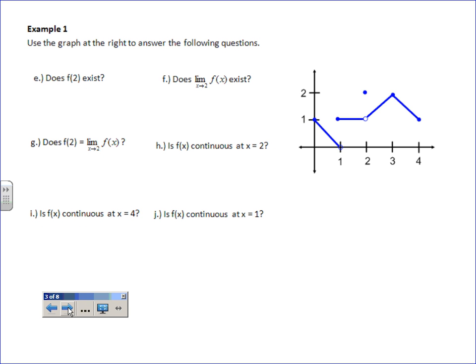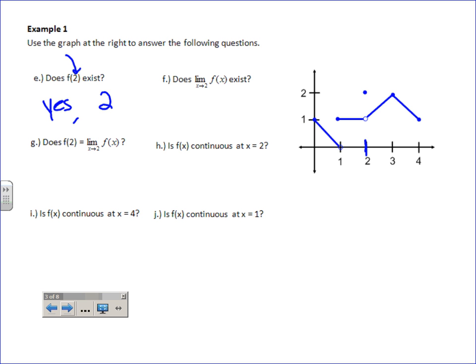F of 2, does it exist? Let's go find out. So I'm putting 2 in for what? For x or for y? For x, right? So it's 2 comma something is what I'm looking for. And in this case, if I go here, does it exist? Yes, it does. What is it? Very good. I want to see who said 1, but nobody did. You're actually looking for the dot. Do you agree that 2 comma 1 is not actually a dot on this graph? But is 2 comma 2 a dot on this graph? Yes, it is.